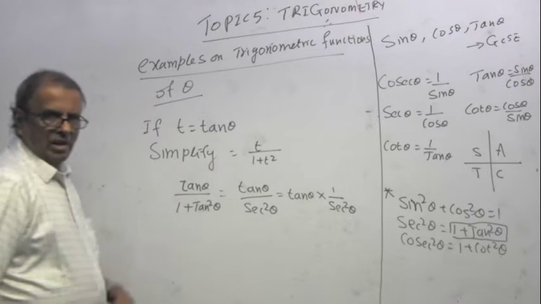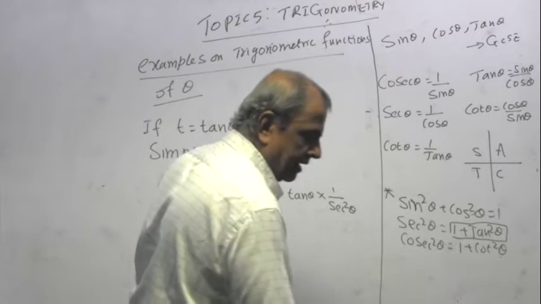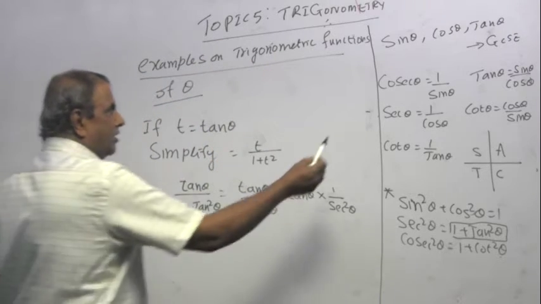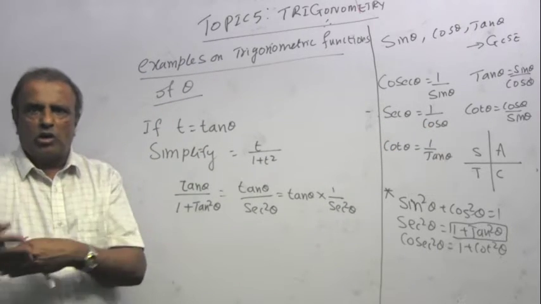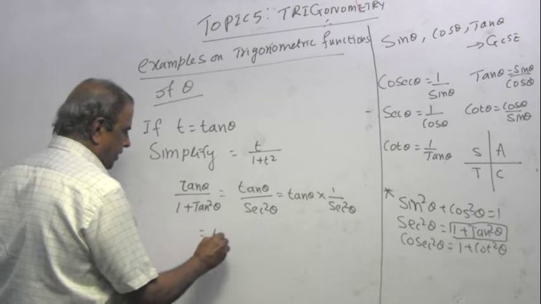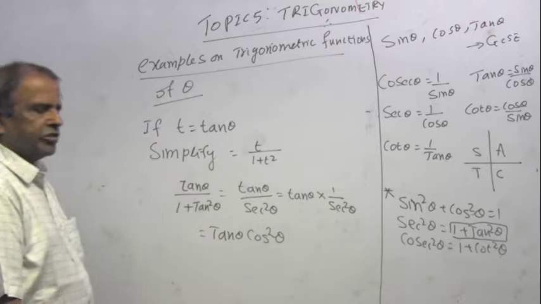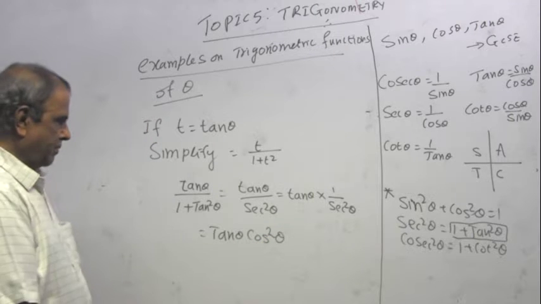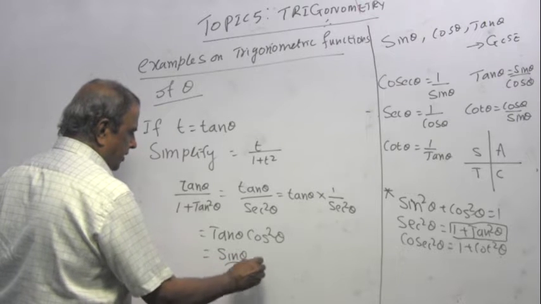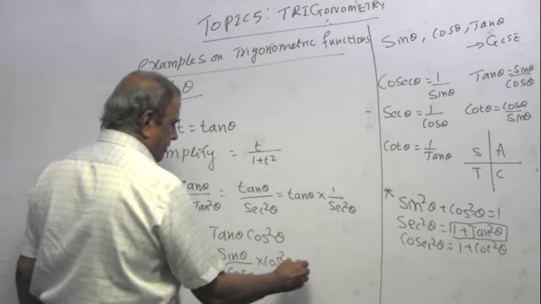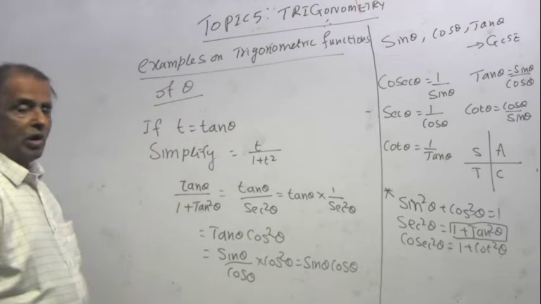Can I say that? I don't need to, but I thought I would, so that you understand. Some of you who might not click immediately will understand. Look, sec is 1 over cos. So 1 over sec is cos. So it becomes tan theta cos squared theta, because 1 over sec squared is cos squared. But what is tan? Sin theta over cos theta times cos squared theta, which becomes sin theta cos theta. You can't simplify any further.